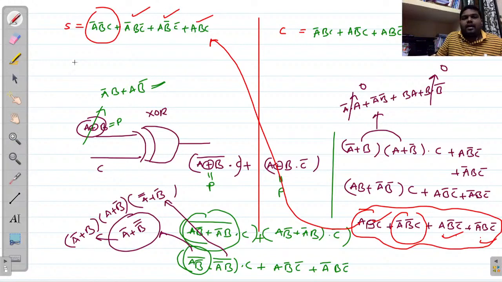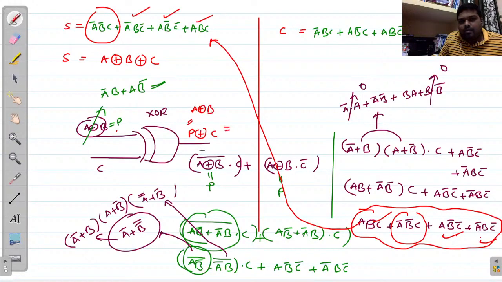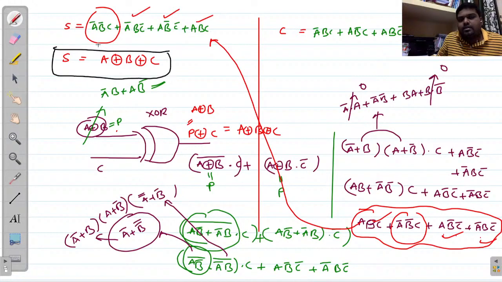Now you can write this expression like, can I write A XOR B XOR C? Here I am considering this as P and this is C. XOR operation between P and C, what you will get? P XOR C, where P equals A XOR B. Now if you combine these two, you get A XOR B XOR C, right? Can I write like this or not? S equals A XOR B XOR C.